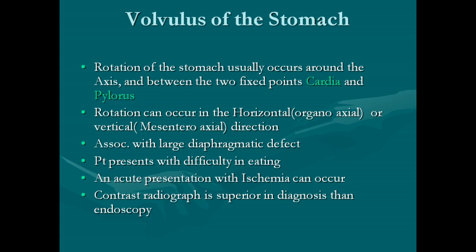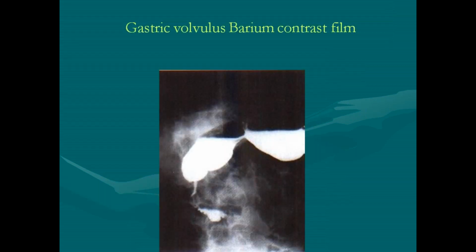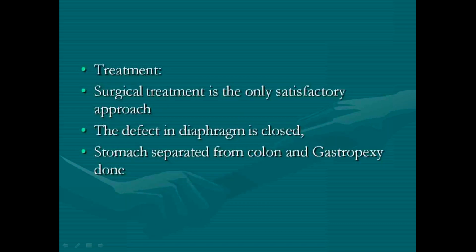In such cases, a chest X-ray, an erect abdomen X-ray, or one combined with the chest is more helpful than endoscopy. Okay, so you can appreciate the volvulus in this picture. See, there is partial filling this side and this side, and here in between there is narrowing. So what will you plan here? Definitely surgery is the only option left.